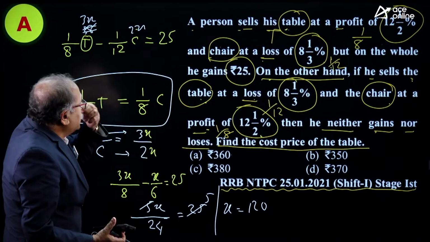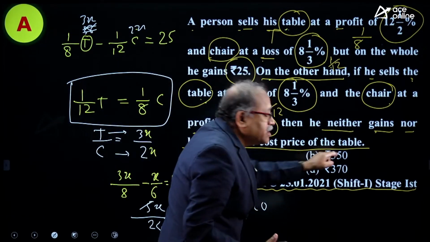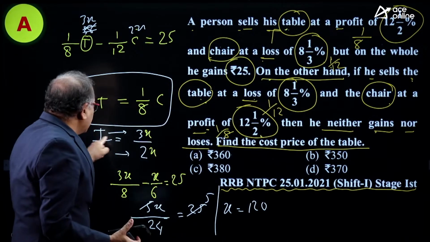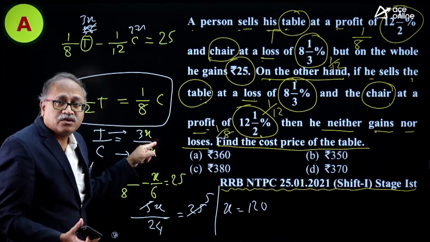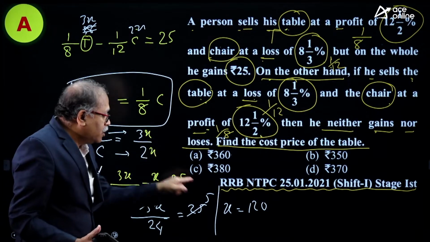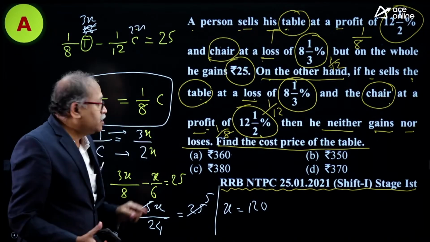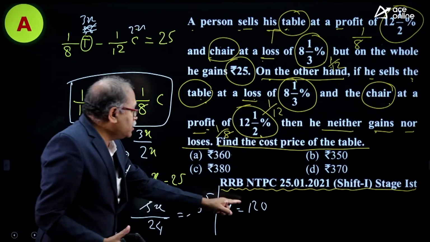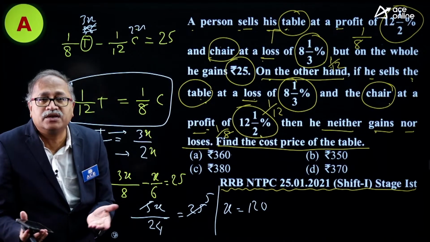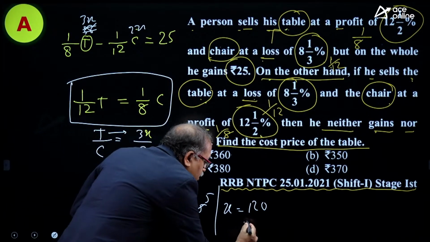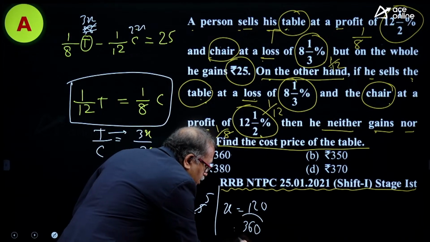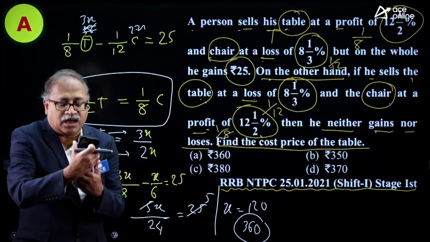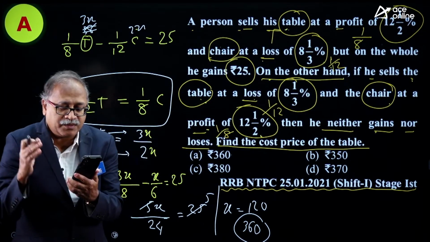Now it is asked to find the cost price of the table. So what is T? T is 3x. Cost price of the table is 3x, where x is equal to 120. So what will be 3x? 120 into 3, that comes to 360. So my answer is 360, that's what Aman rightly answered to the question.